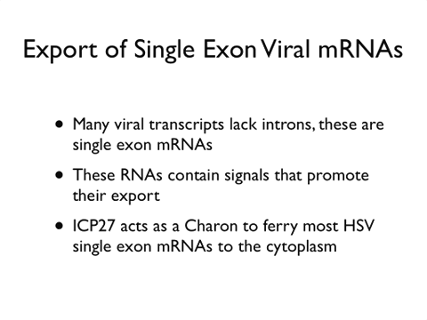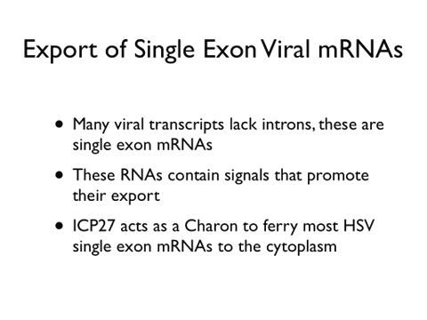ICP27, which is a herpes simplex virus protein. And its role is to export single exon viral mRNAs. That is, RNA molecules that lack an intron. These RNAs contain signals that promote their export. And these RNA signals are recognized by motifs in ICP27 such that it now acts as a Charon. That's the guy who crossed the river Styx, those of you who don't know, to ferry most HSV single exon mRNAs to the cytoplasm.